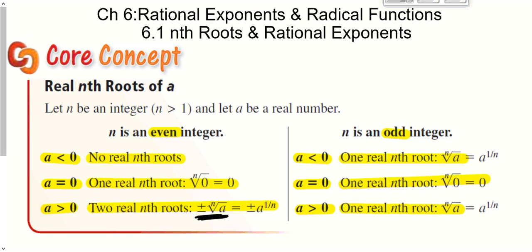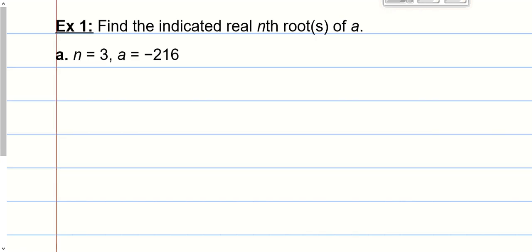I know that's a lot of letters and everything, and it might be a little bit confusing to look at as it is, but as we put numbers into these formulas, it'll start to make a little bit more sense. So let's go ahead and get to example 1. Example 1 says find the indicated real nth roots of a. Our n is 3, our a is negative 216.